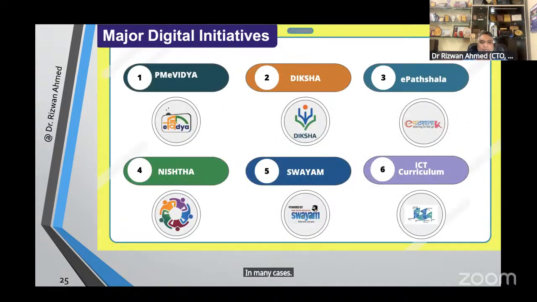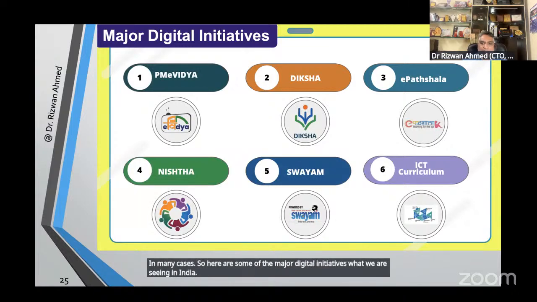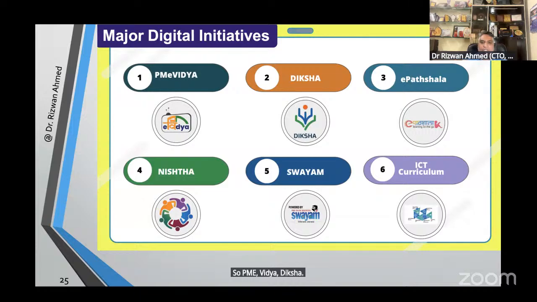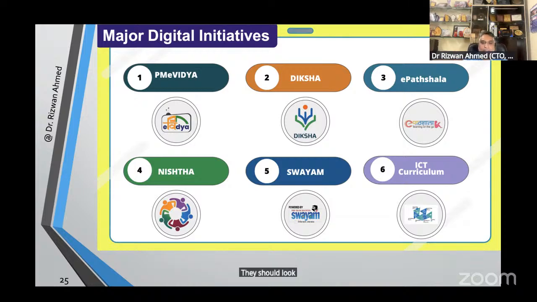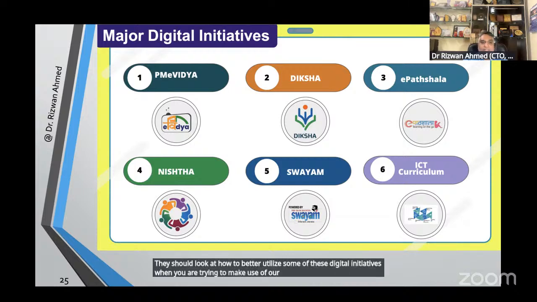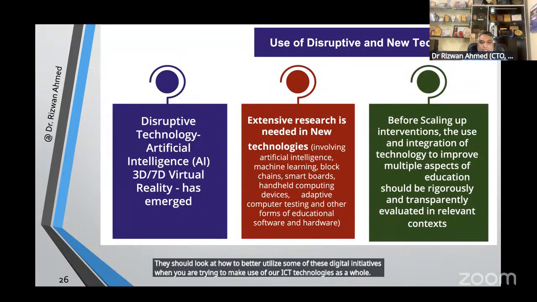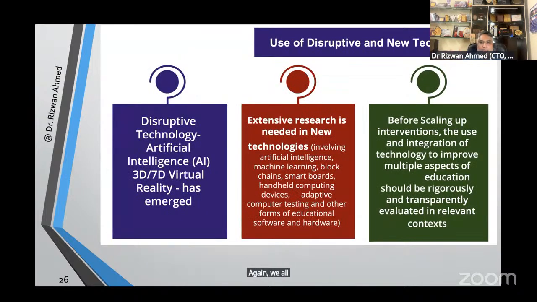So here are some of the major digital initiatives we are seeing in India: PM eVidya, Diksha, ePathshala, Nishtha, Swayam, and the ICT curriculum. These are some of the top initiatives we are seeing in India. And that's where I highly recommend that all the people who are part of this session look at how to better utilize some of these digital initiatives when we're trying to make use of our ICT technologies as a whole.